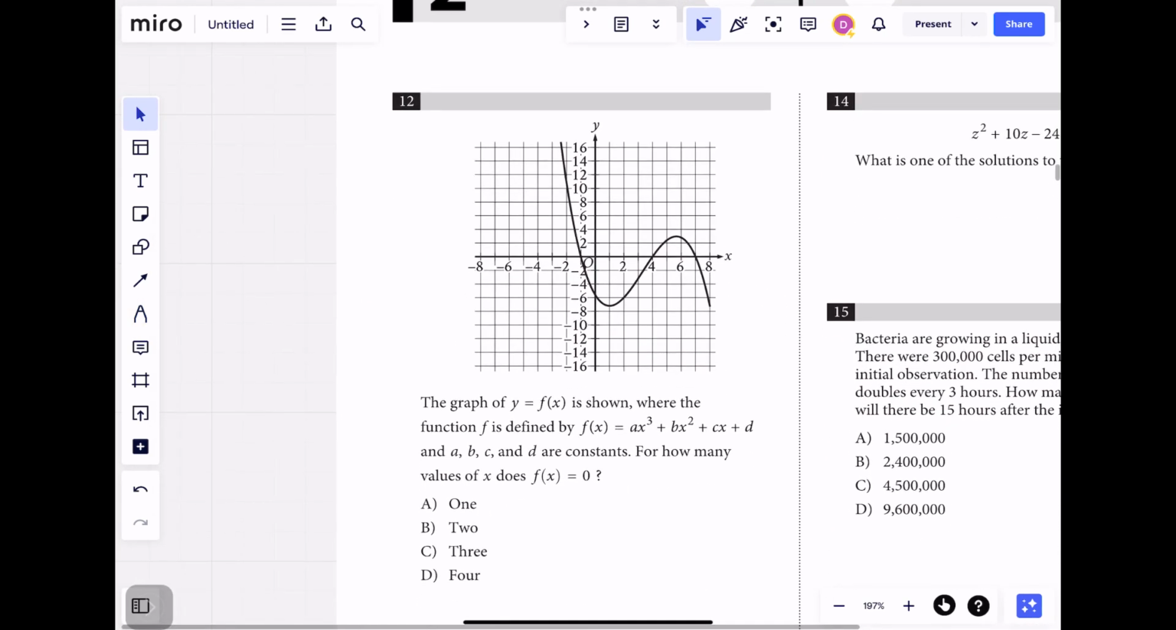The graph of y equals f of x is shown, where the function is defined by this, and a, b, and c are all constants. For how many values of x does f of x equal 0? So when f of x is 0, it's just saying when the graph intercepts the x-axis, or when y equals 0, which happens at 3 points.